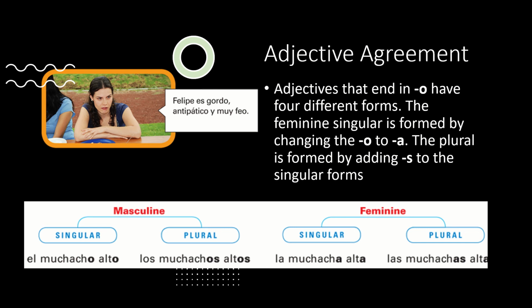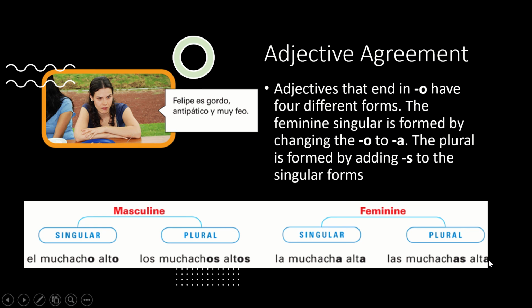So our example that we have is using down here the adjective alto, which means tall. So we say el muchacho alto. Both are singular and both are masculine. If we want to make it plural, all we do is add our S's. So los muchachos altos. Both are now masculine and plural. For our feminine side, we have la muchacha alta. Singular and feminine. Then here, I'm sorry that I got cut off, we would have las muchachas altas.